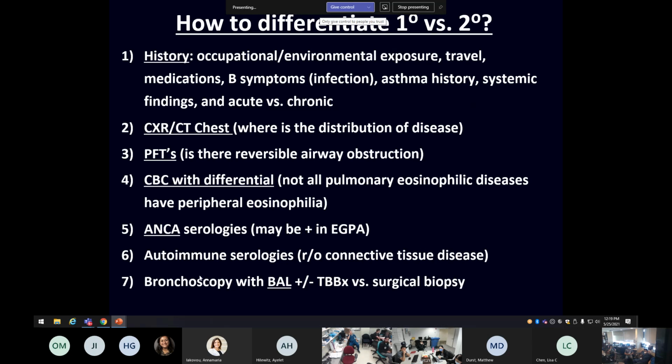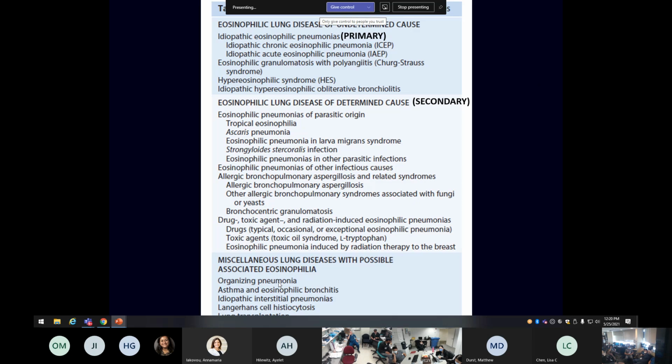Lastly, a very important point is these patients will always get bronched. We'll do a BAL. And the question always comes up, do you need a biopsy? A lot of times we get a biopsy because we don't know that they have eosinophilic pneumonia at the time that we're biopsying them. But if you have a suspicion for eosinophilic pneumonia or chronic eosinophilic pneumonia or EGPA, they don't necessarily need a biopsy, actually. And for acute eosinophilic pneumonia, a BAL should be sufficient. A BAL cell count would be most important.